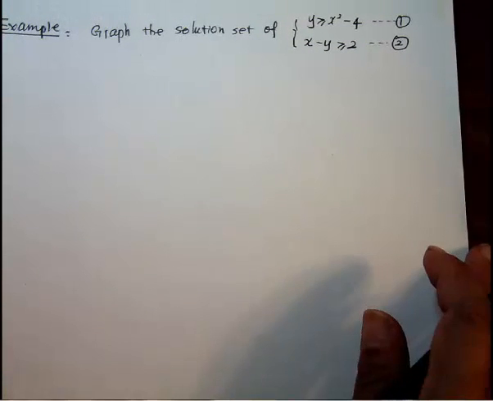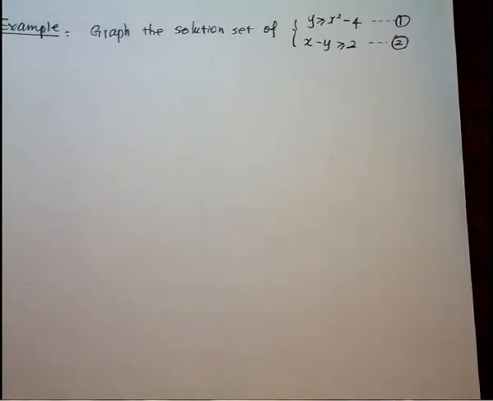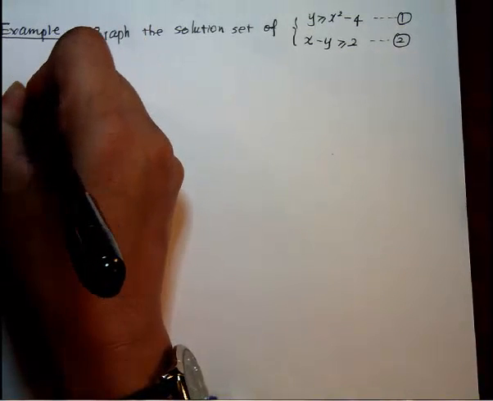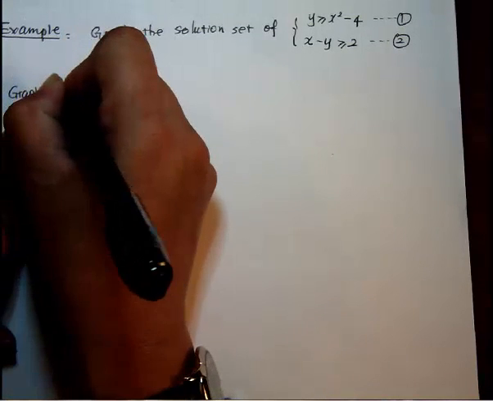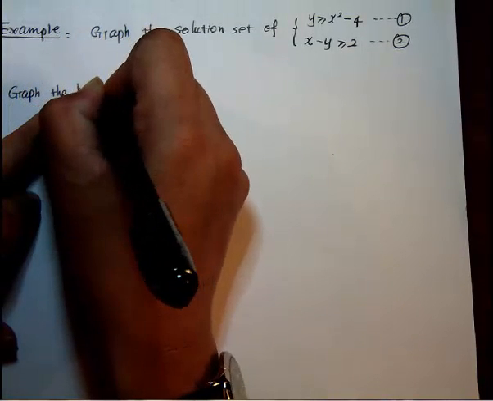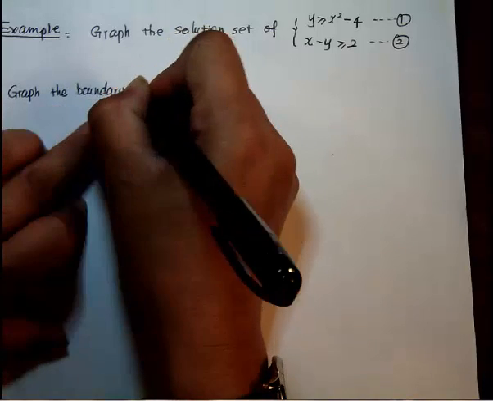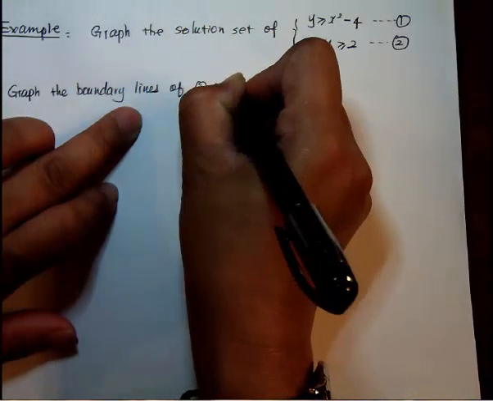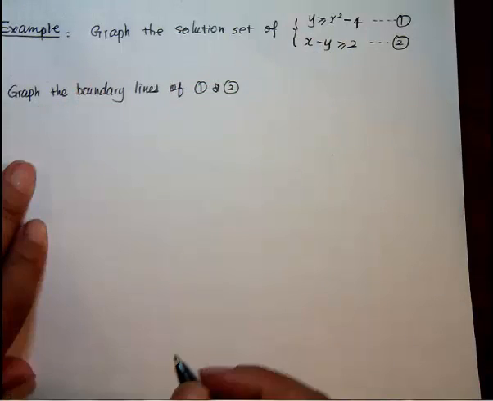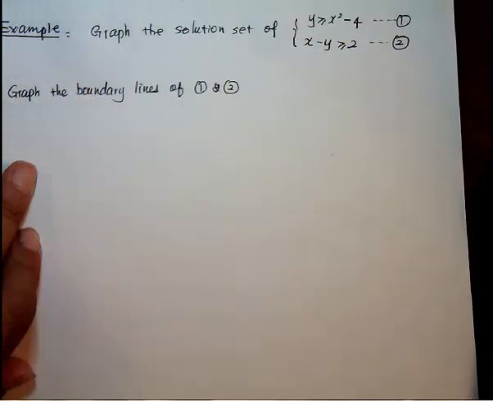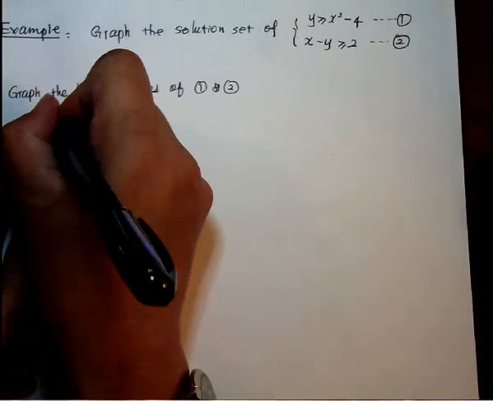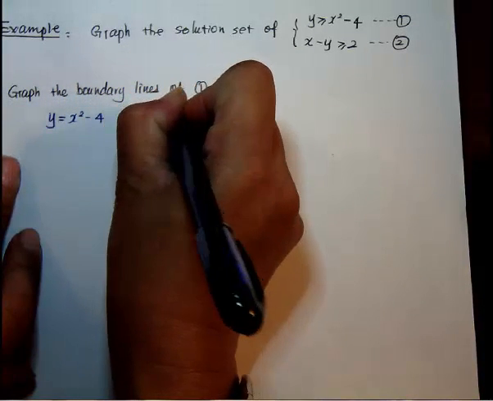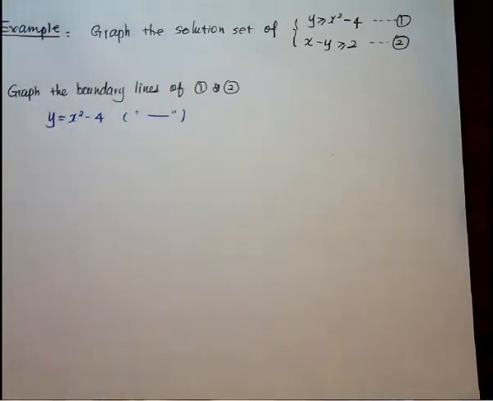And this time I'm not going to graph one by one. I'm going to graph both together. What I mean is I'm going to graph the boundary lines of 1 and 2. So for the boundary of 1, let me use blue color, it is y equals x squared minus 4. It is a solid line. Okay, let's see what I can get from here.